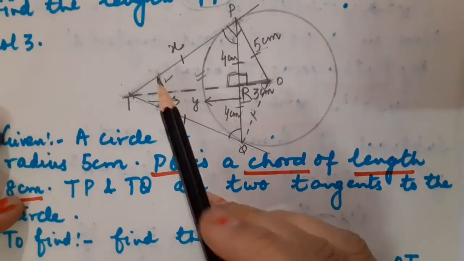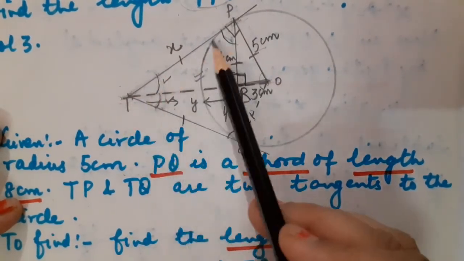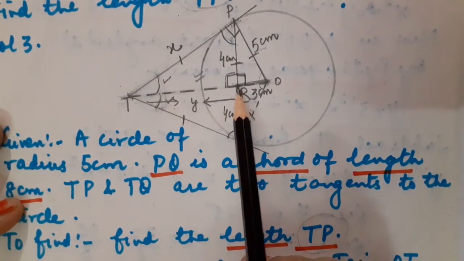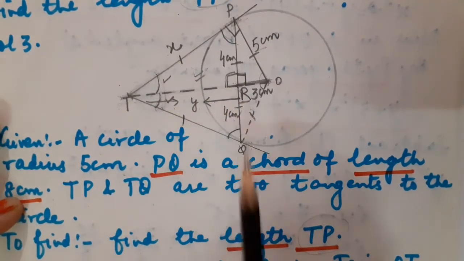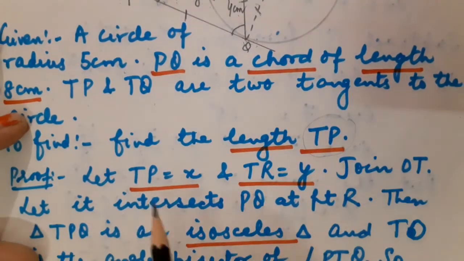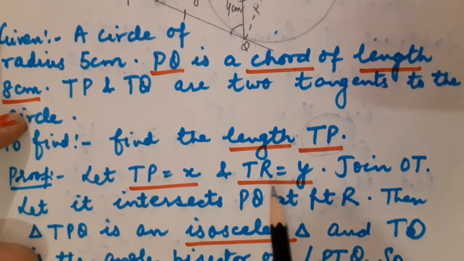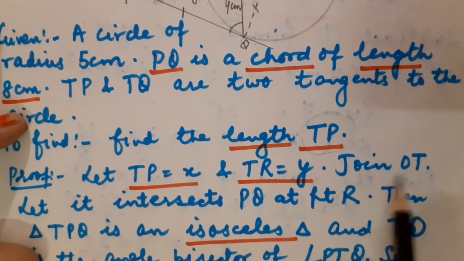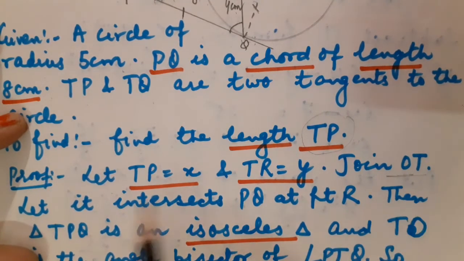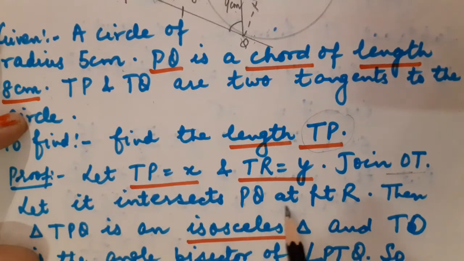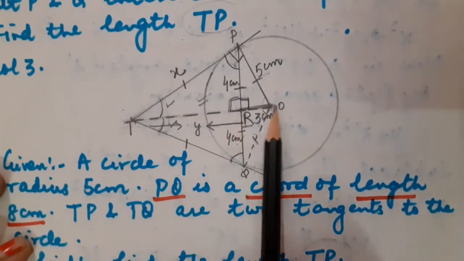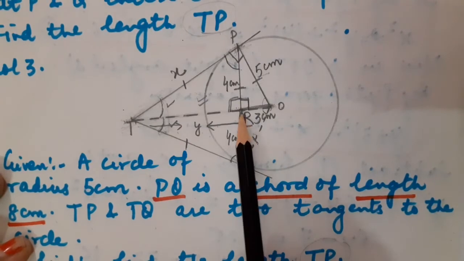So now you will better understand when you see its proof. In the proof, first of all, I am going to consider the length TP as X, and this complete TR up to here I am going to consider as Y. Here I have written, have a look: let TP is equal to X and TR is equal to Y. What did I do? I joined OT, so let it intersect PQ at point R. That has been shown in the diagram, that OT is intersecting PQ at point R.